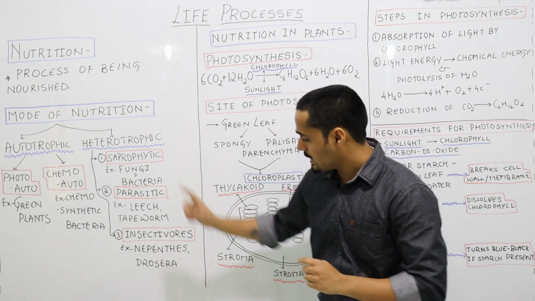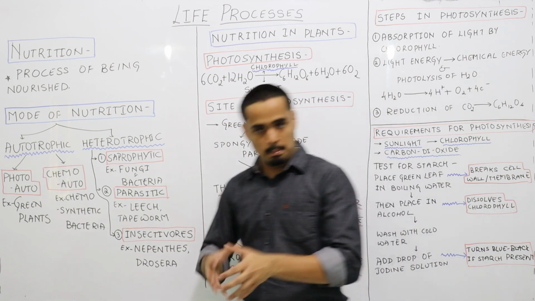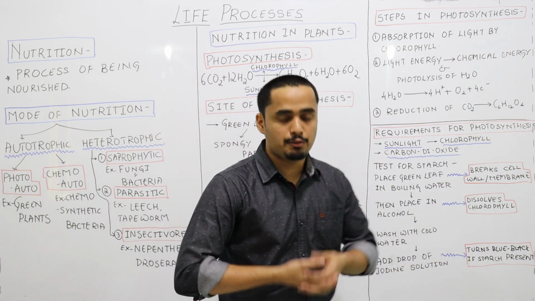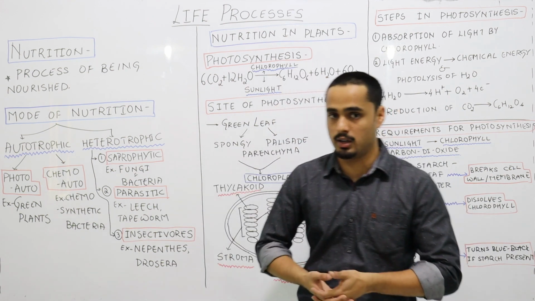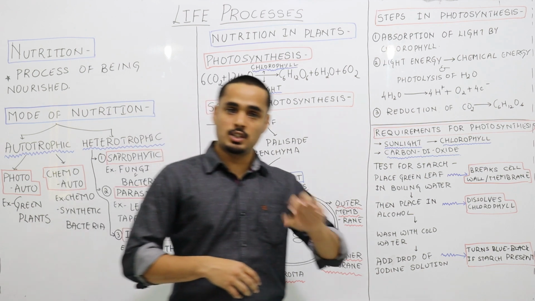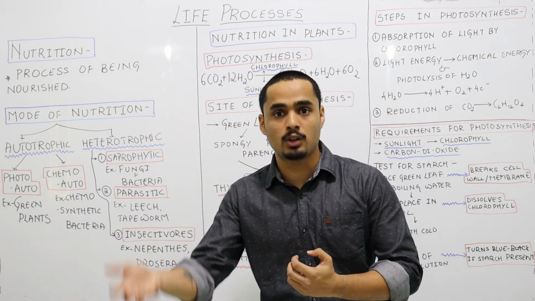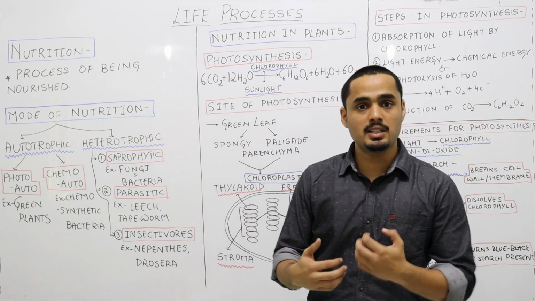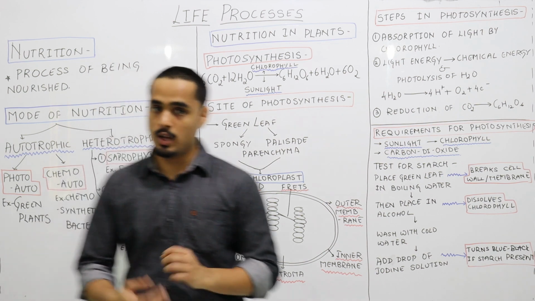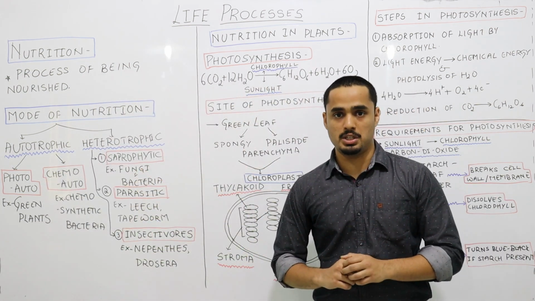And then the last type under heterotrophic, that is insectivorous. Now these are the plants which live in soil which does not have enough nitrogen, or which is deficient of nitrogen. So these plants depend on insects for the nitrogen supplement. This is how they compensate for the nitrogen that is not present in the soil. So this is with regard to the classification of nutrition.